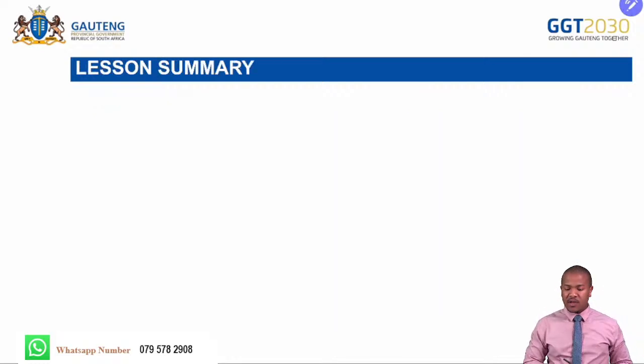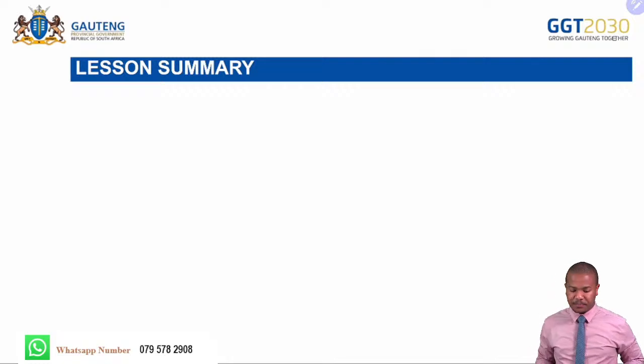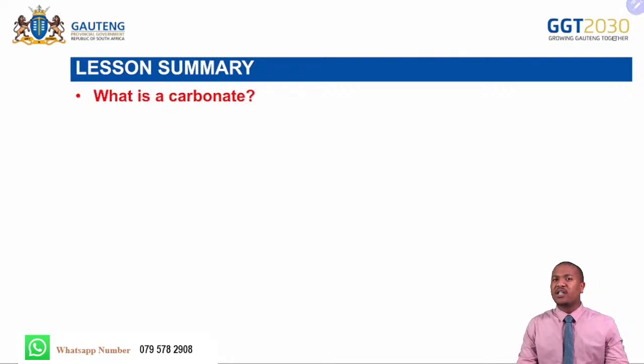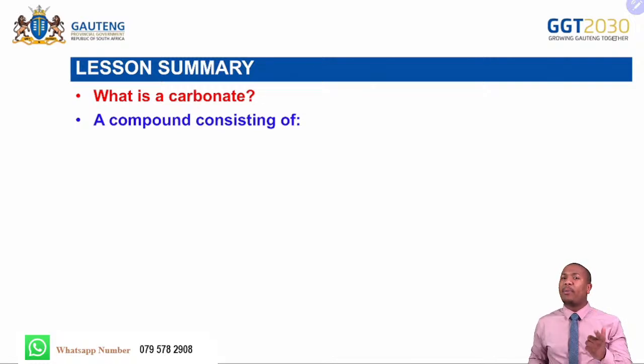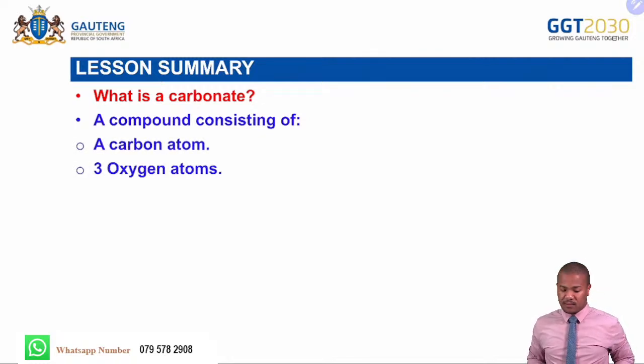Right. Now let's summarize what we have learned today. Today we are mainly talking about the reactions of acids with metal carbonates, right? So we said, what is a carbonate? We said a carbonate is a compound that contains one carbon atom and 3 oxygens. You still remember that, right?